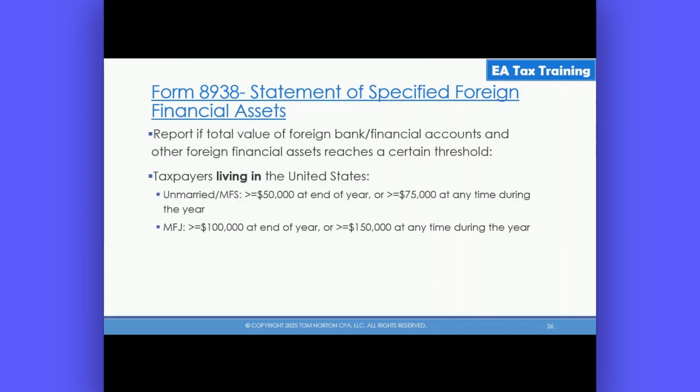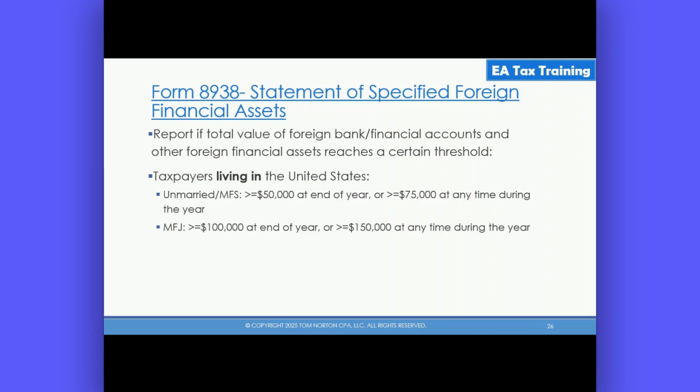So, your next possible reporting, if you have foreign financial assets, is Form 8938. You have to file this form with your tax return if the total value of your foreign bank and financial accounts and other foreign financial assets reaches a certain threshold. The amount of the threshold depends on whether you are living in the United States or not living in the United States, and it depends on your filing status.